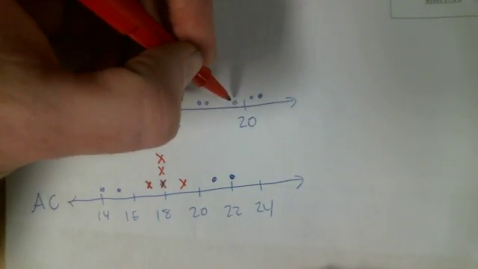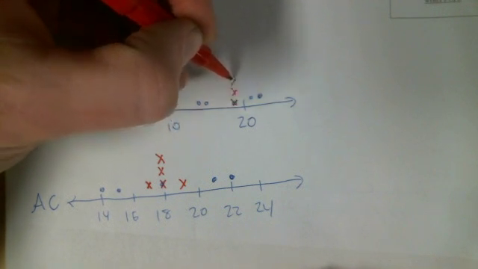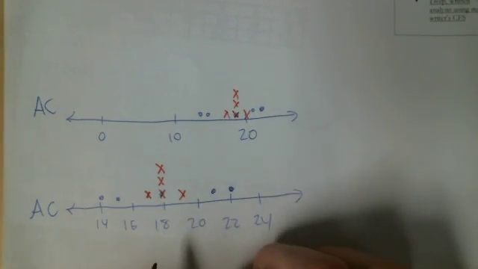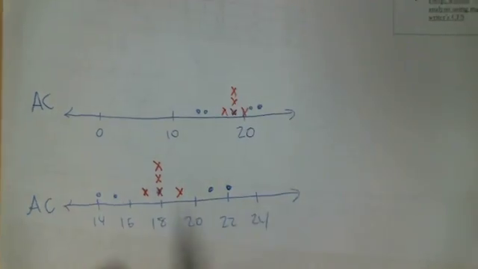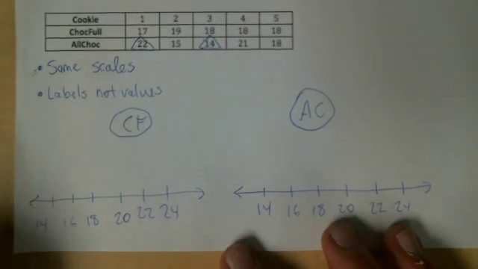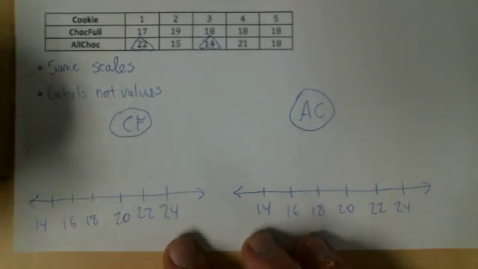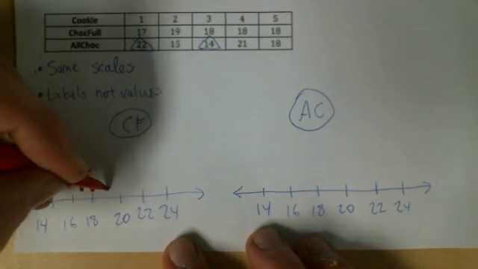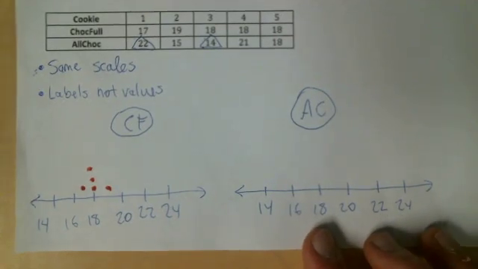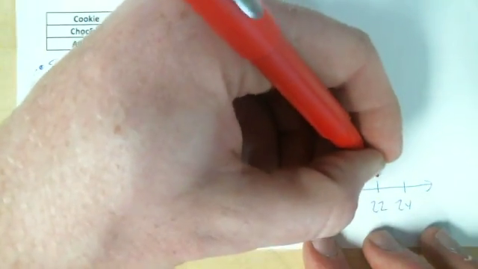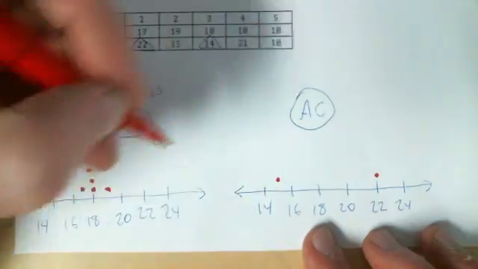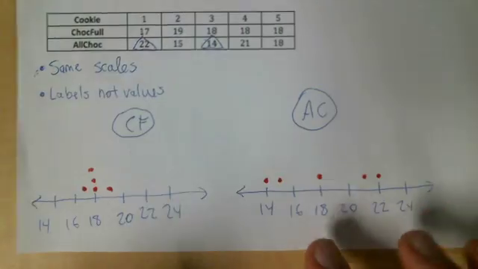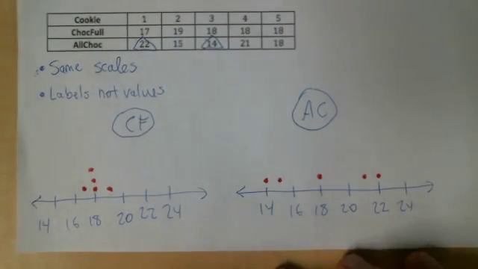Same idea here. If I do an 18 like this, it looks like this is crazy more variable compared to this. So we have to be careful. We have to make sure we have the same scales. Now we can actually see the shape differences. For chock full, I can see 17, 18, 18, 18, and a single 19. And for all chock, I can see 22, 15, 14, 21, 18. With the same scales, I can more easily compare them and describe them, okay?